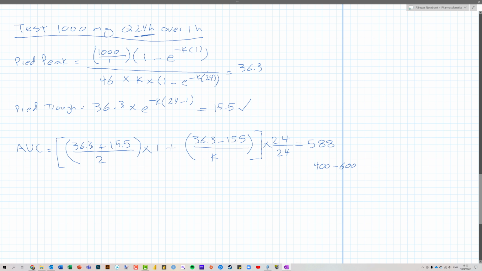So we cannot recommend 1250 every 36 hours. So if this dose didn't work, what I can do is essentially try a higher dose.